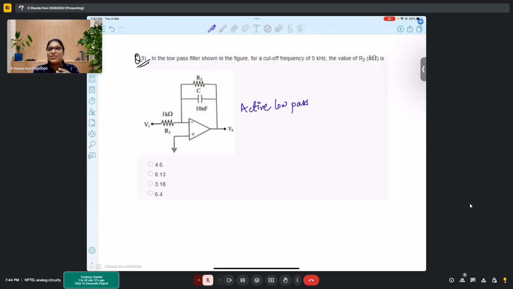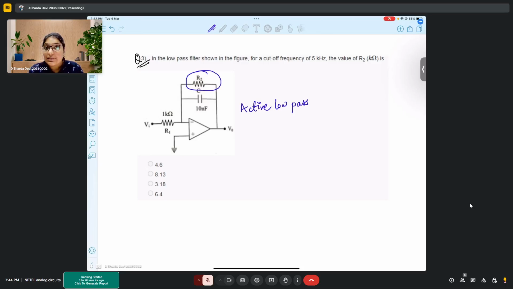So there is something called ideal low pass filter and practical low pass filter. Ideal low pass filters have certain issues because of which you go for practical low pass filters. And this extra resistor that you see has been added for the practical low pass filter. If it was an ideal low pass filter, you would only have one R and C with the op amp. Okay?